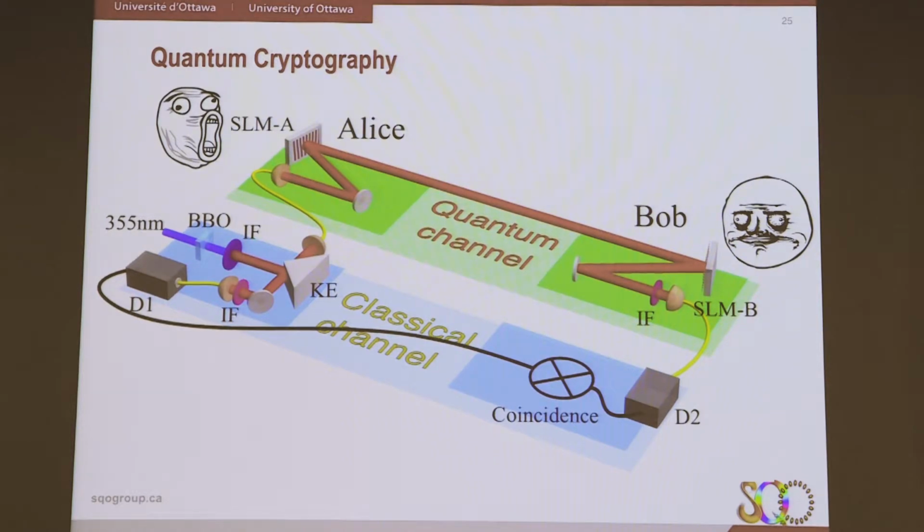I'm not going to talk about the basics of quantum key distribution. What you have is Alice, who sends a message to Bob, and this message has a classical channel and a quantum channel. In the classical channel, you can send whatever message you want, and in the quantum channel, you share only the key. So this is the technique that we call QKD.